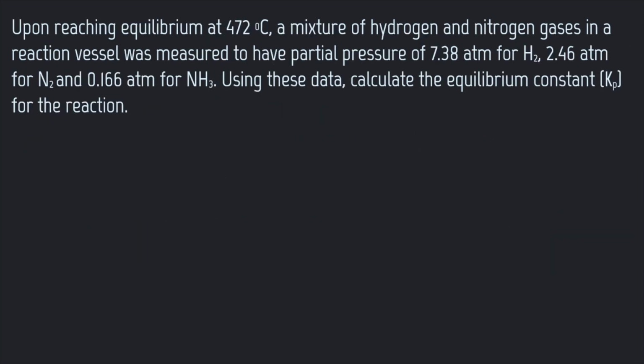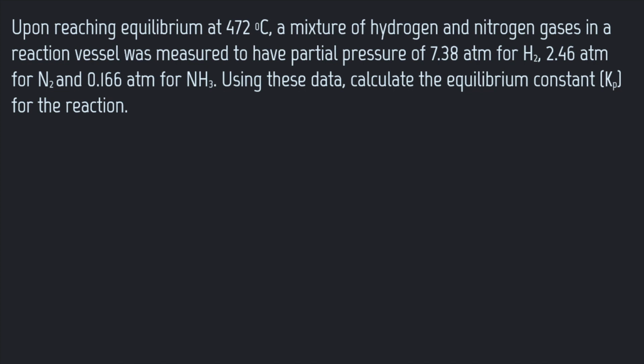Let's move on to question number 4. Upon reaching equilibrium at 472 degrees Celsius, a mixture of hydrogen and nitrogen gases in a reaction vessel was measured to have a partial pressure of 7.38 atm for hydrogen and 2.46 atm for nitrogen and 0.166 atm for ammonia. So using this data, calculate the equilibrium constant Kp for the reaction.